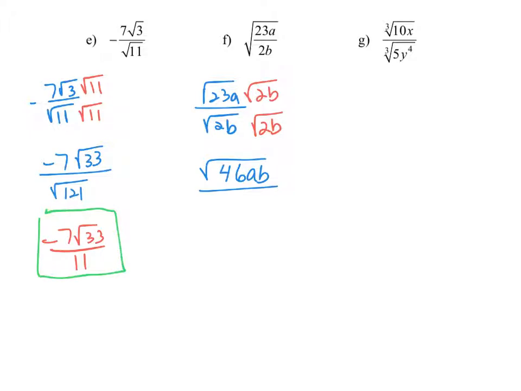In the denominator, the square root of 2b times the square root of 2b is the square root of 4b squared, which we can simplify, so that our answer is the square root of 46ab in the numerator, all divided by 2b in the denominator.